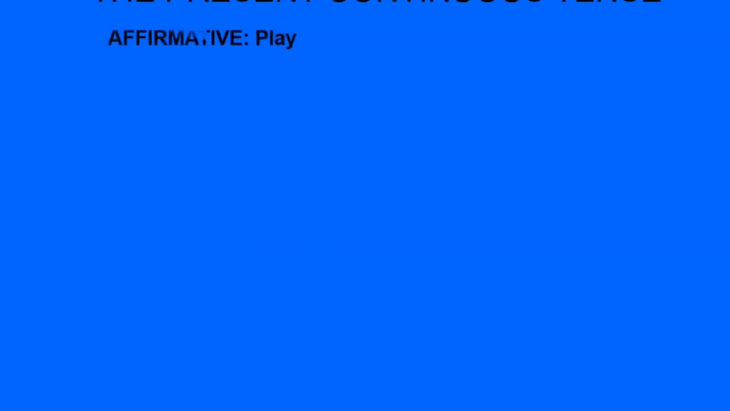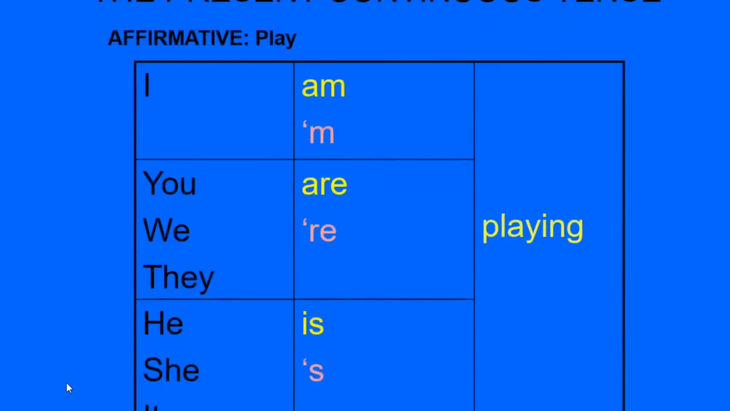Now the present continuous tense is used this way, as I've used the word play, the verb that we're going to focus on, with these most important pronouns: I, you, we, they, he, she, it. And we're going to look at the formulation of present continuous tense. I am playing. You are playing. We are playing. They are playing. He's playing. She is playing. It is playing.